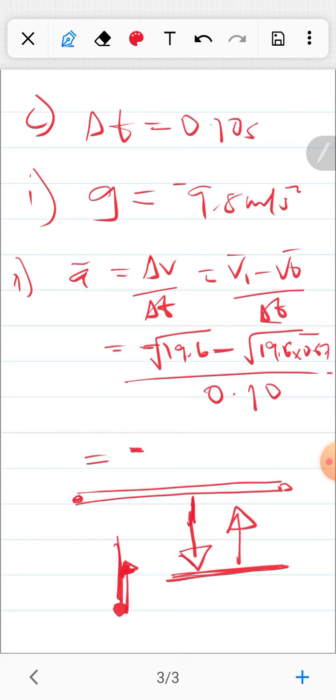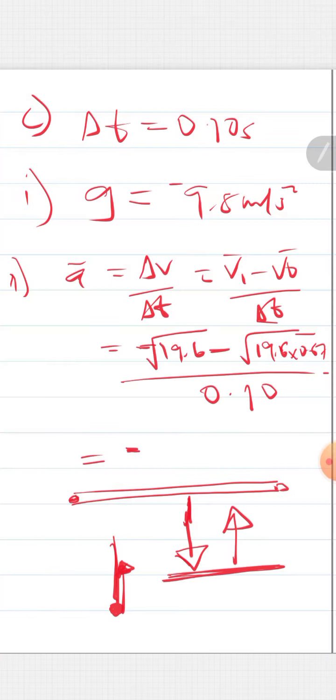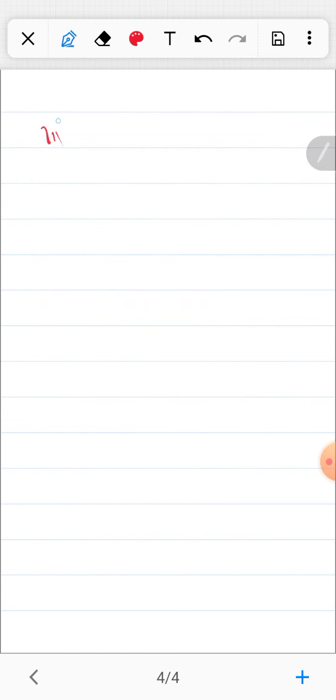Acceleration on the way up, what do you think? On the way up, it is in free fall, and therefore it is under the influence of gravity, so its acceleration is still negative 9.8 meters per second squared.